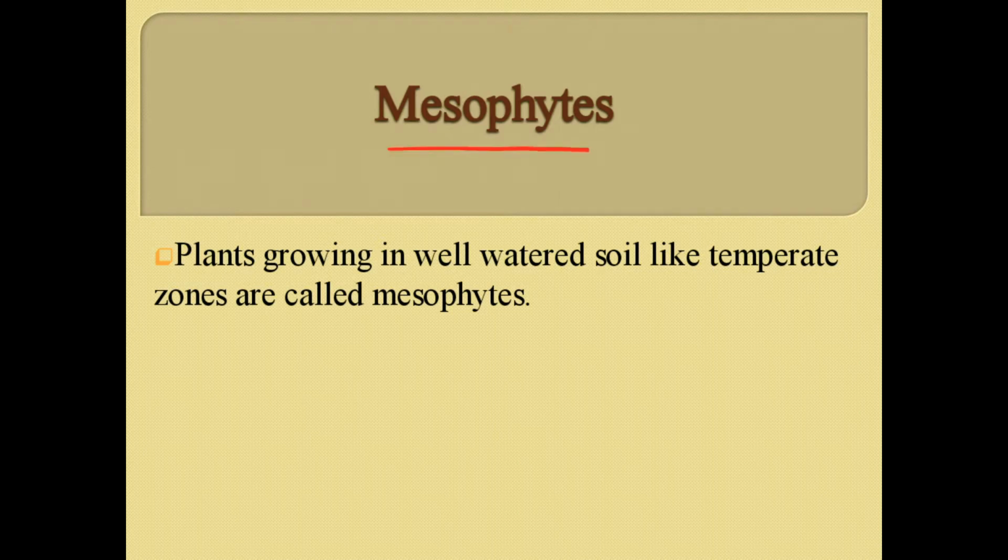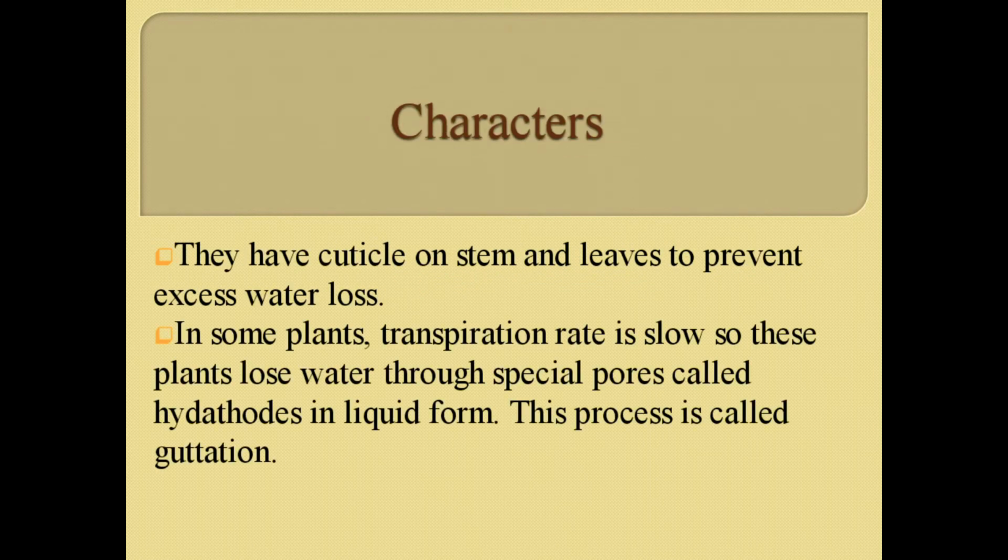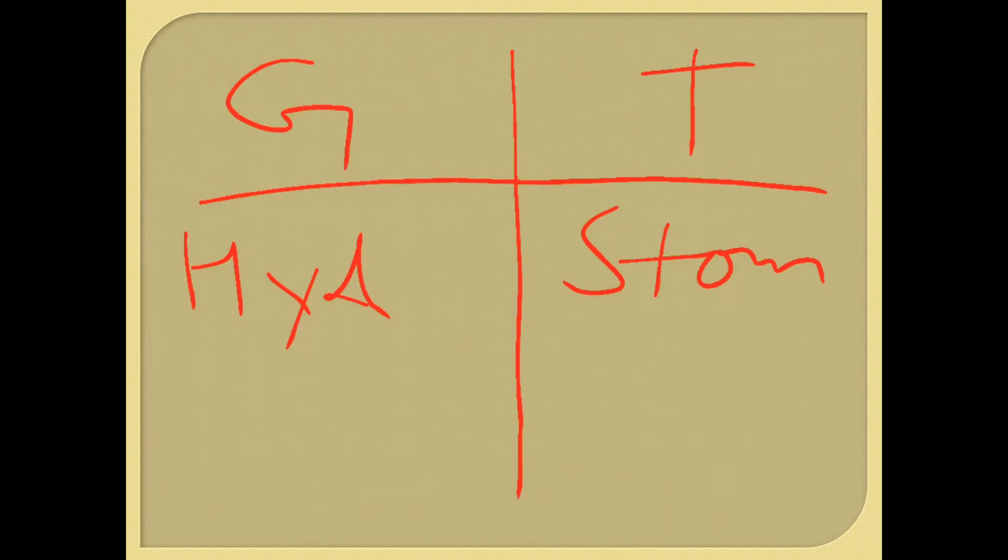The third type is mesophytes, and mesophytes are the plants which grow in well-watered soil, like in temperate zones. As these plants do not have as much water supply as hydrophytes, they have cuticle on the stem and leaves to prevent transpiration, and they also have the phenomenon of guttation. Guttation is the phenomenon in which a plant loses excess water, and transpiration is also a phenomenon in which a plant loses excess water, but there is a difference between the two.